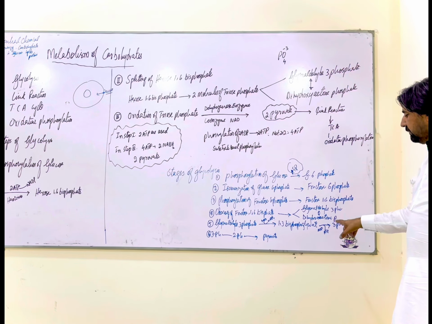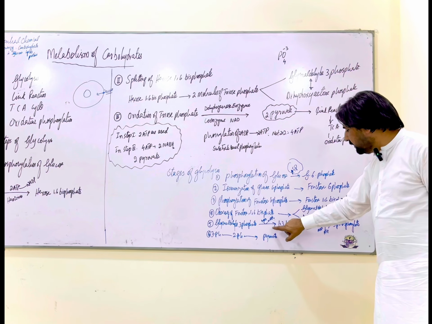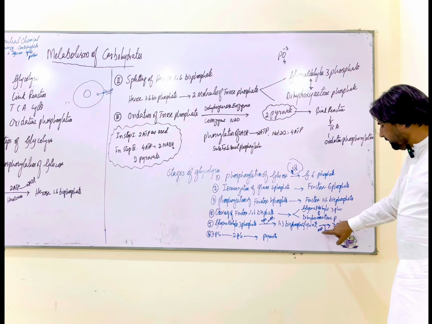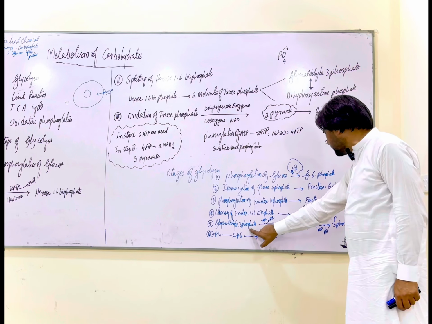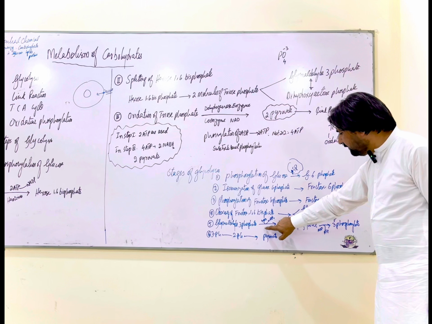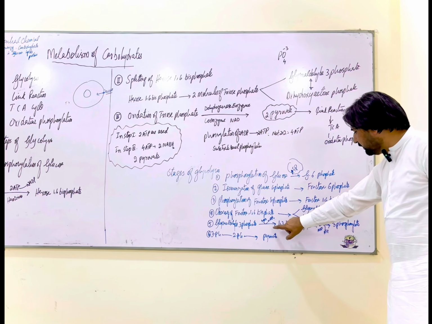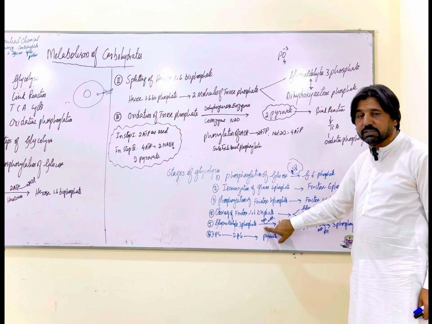Oxidation of trioses will take place. During oxidation, glycerol-3 phosphate is converted into 1,3-bisphosphoglycerate. During this conversion, one inorganic phosphate attaches to glycerol-3 phosphate. Right over here, ATP is not used.